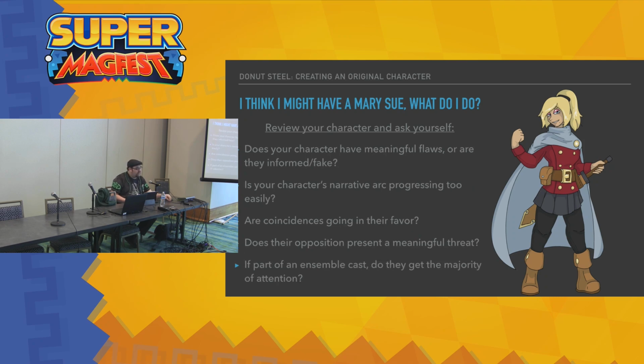And if they're part of an ensemble cast, do they get the majority of attention? This is one of those episodes where if Poochie's not on stage, people should be asking, where's Poochie? It's a Simpsons reference. So the long and short of it is, spread the love around. If your character is doing too much, give what they do to other characters in the cast. Have your protagonist step aside.